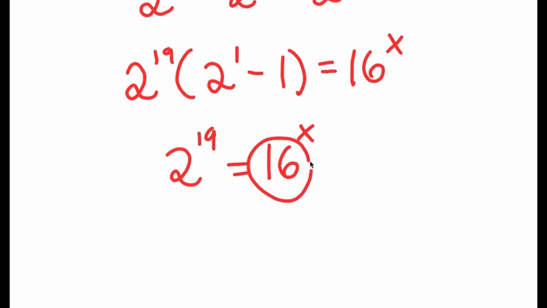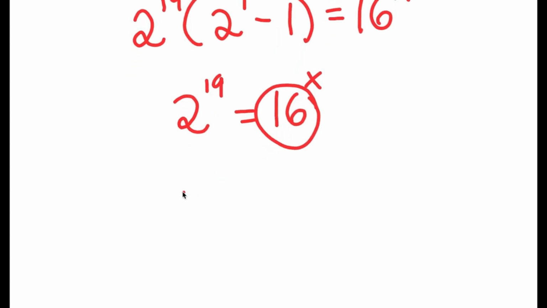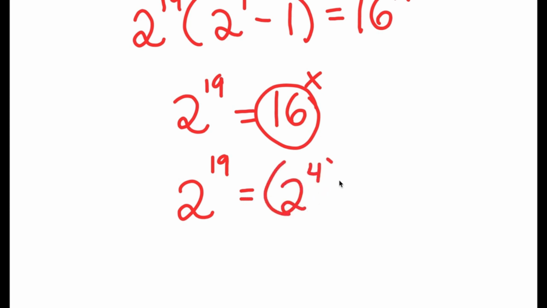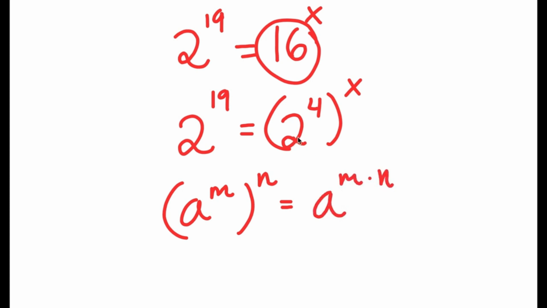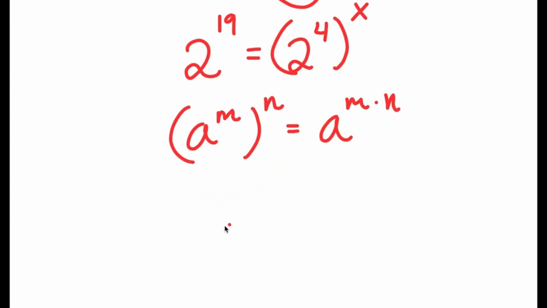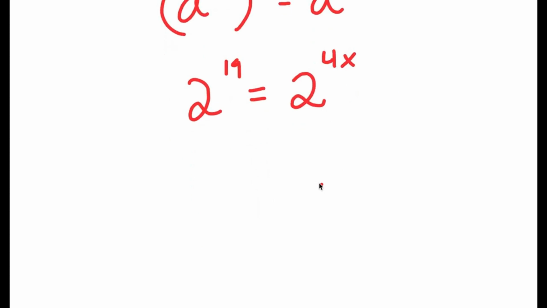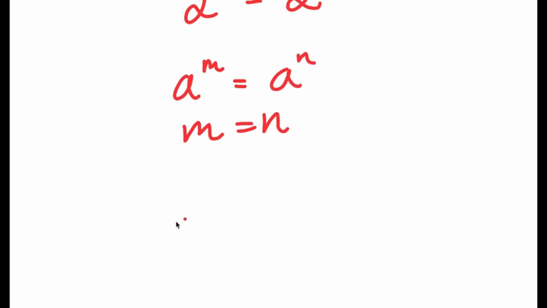Now, 16 is the same thing as 2 to the power of 4. So now I have 2 to the power of 19 is equal to 2 to the power of 4 to the power of x. And if I have something in the form a to the power of m to the power of n, this is equal to a to the power of m times n. So 2 to the power of 4 to the power of x is going to equal 2 to the power of 4 times x, which is also 2 to the power of 4x. Now, if I have something in the form a to the power of m is equal to a to the power of n, this means that m is equal to n. So in this case, 19 is equal to 4x.